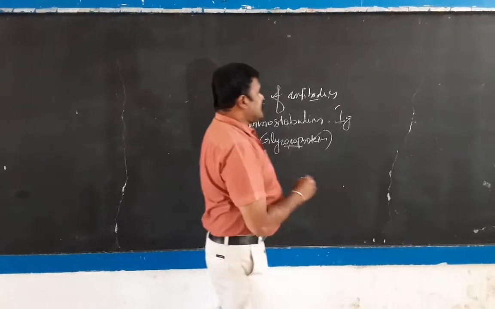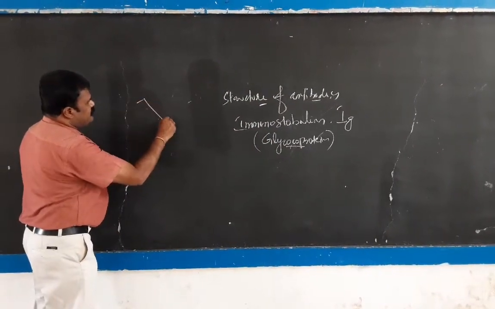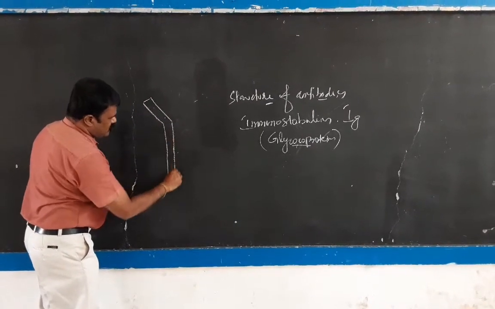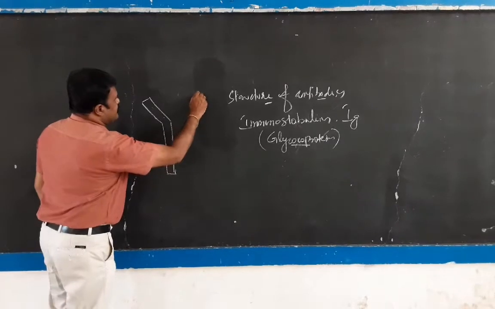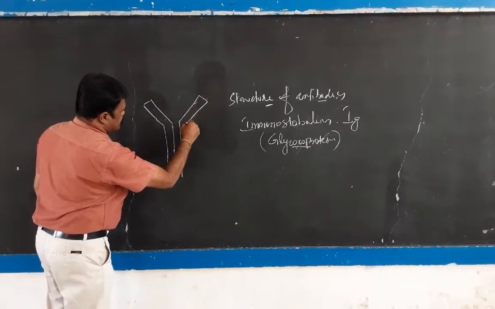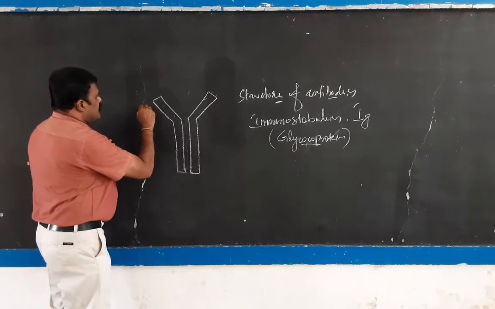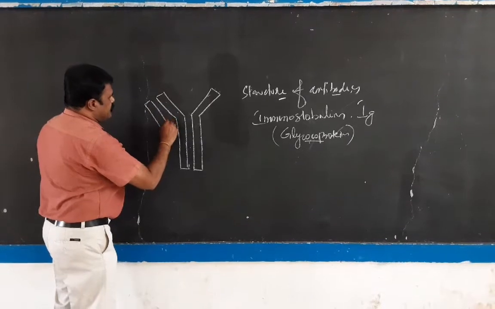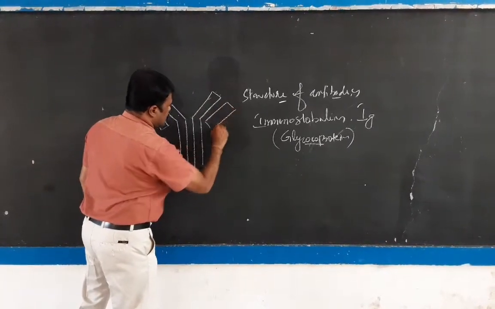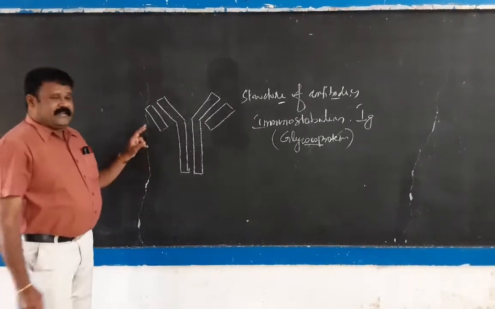Right. Let us see the structure of antibodies. Antibodies are in the shape of the English alphabet Y. Actually, they are Y-shaped structures. There are 4 polypeptide chains in the antibodies. Antibodies are composed of 4 polypeptide chains.